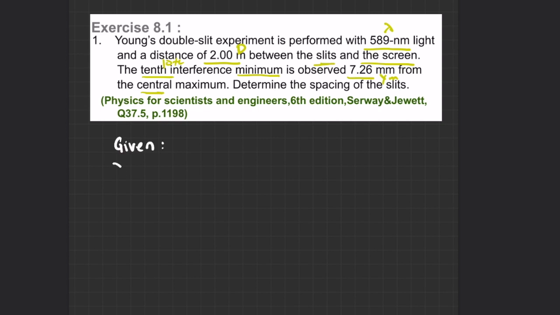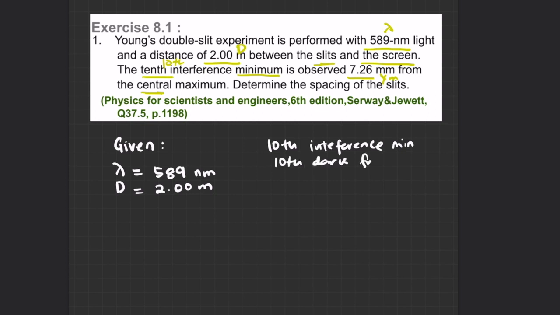Okay, given here lambda is equal to 589 nanometer, convert to meter. And then capital D, which is the distance between slit and screen, is 2 meter. And then given the 10th interference minimum. What is the 10th interference minimum? Interference minimum means the 10th dark fringe, which means that m is equal to 9. Interference here means dark fringe.